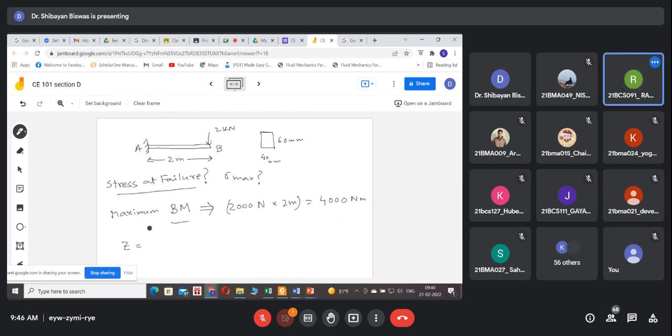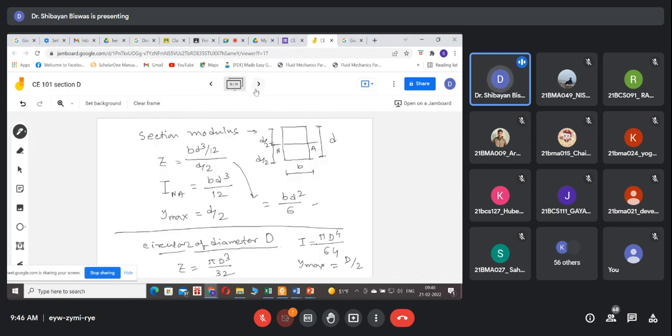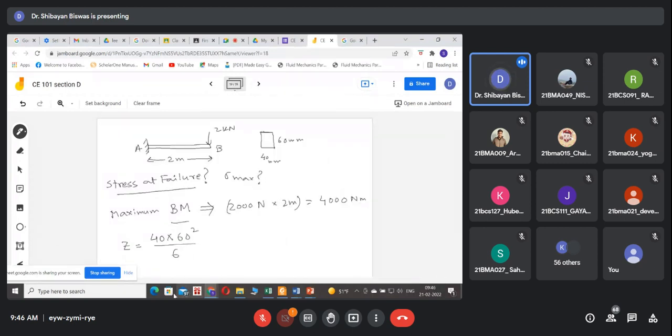24,000. Good. So how has she done it? See, this is basically 40 into 60 squared by 6. Just now we have seen that it is b d squared by 6. So b d squared by 6 equals 24,000. What will be the unit? Millimeter cube. Okay. Now, what is left? Only the sigma max value is left. So now you can tell me what is the sigma max value.